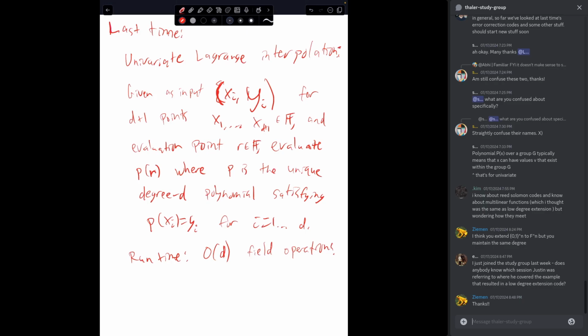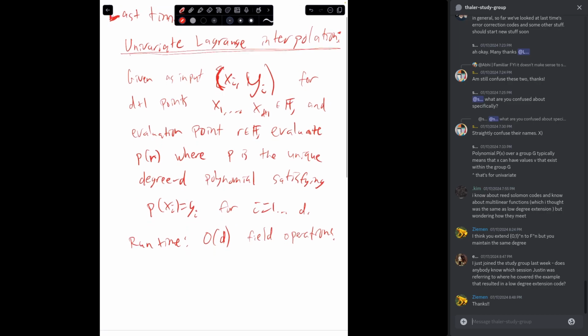So, brief recap of last meeting, which was 2 weeks ago now, since I had to cancel last week. I think the main thing we covered was univariate Lagrange interpolation, and the task this refers to is the following. One is given as input all evaluations of a univariate polynomial over some interpolating set.